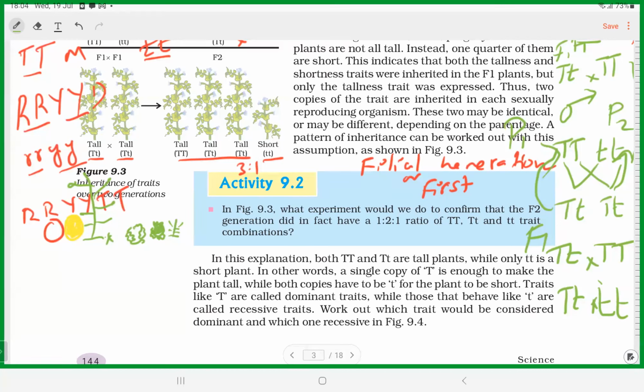Now test cross. What is the next cross name? Test cross. Test cross means, look at that.